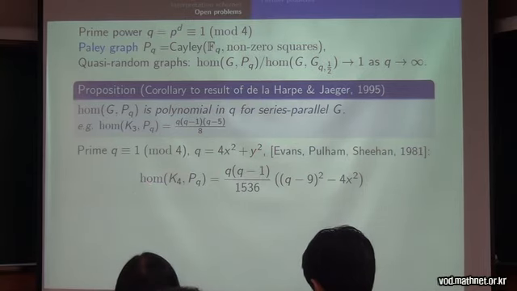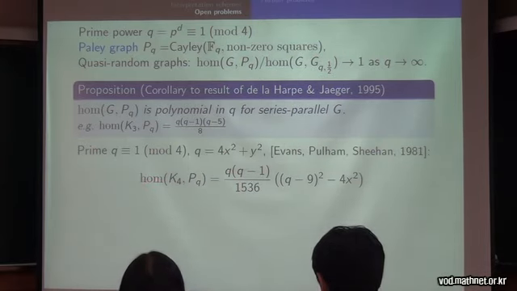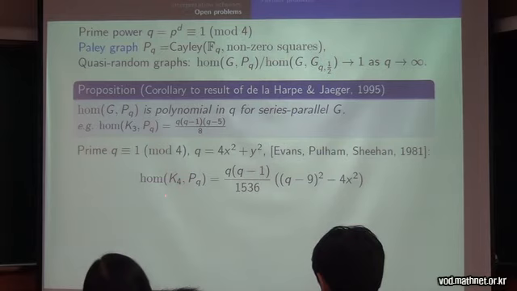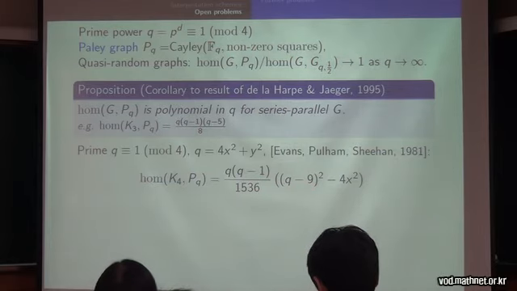And these authors proved that the number of K4s in the Paley graph, that should probably say induced copies. So the number of induced copies of K4s in the Paley graph is given by a certain polynomial in Q and this mysterious X. So for instance, when Q equals 17, this thing is 0.